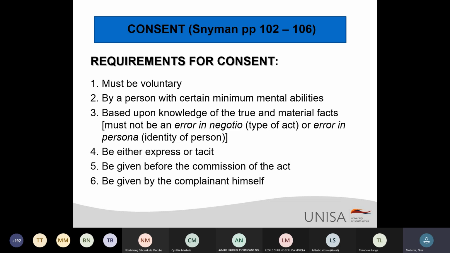Another requirement for consent is that it can be given expressly. In other words, you can say yes or no, or you can write it down in a contract, or tacitly. In other words, you can just give a nod to indicate that you agree. It has to be given before the commission of the act. That, of course, is logical. How are you going to consent to something after it's already happened? So before something happens, you give the consent to that act. And it must be given by the complainant him or herself. It cannot be given by another person. The mother and father cannot give consent to something that the child does not consent to. The child, him or herself, must consent to that.